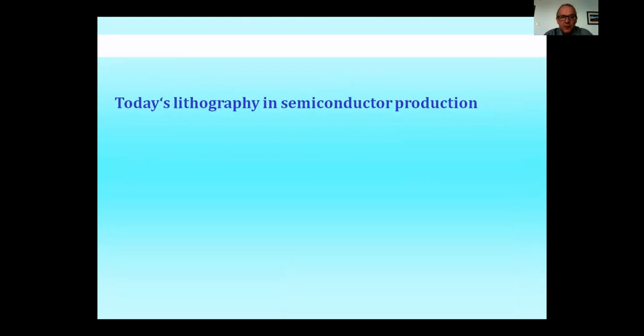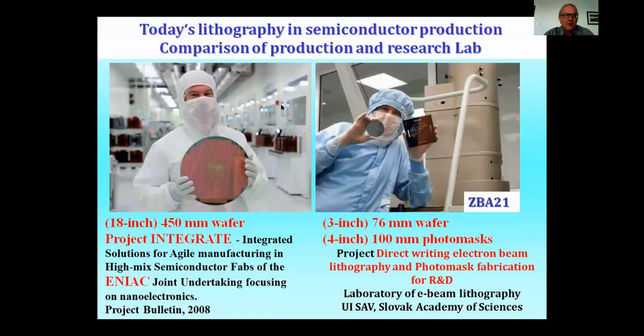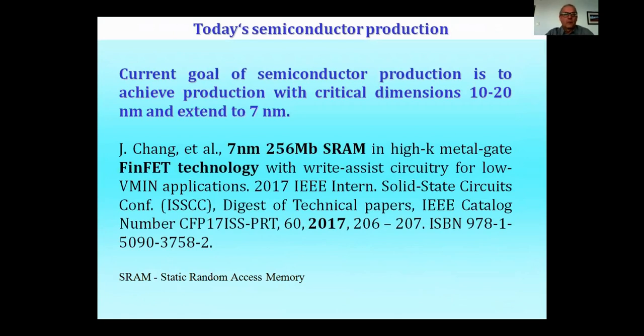So let's go to the situation in semiconductor production. This is the demonstration. What is the difference in production? On the left, there are large wafers, nearly 2.5 meters, but structures should also be less than 100 nanometers. Today, chip makers want the new 7 nanometer technology. But in research, we are happy with small wafers and photomasks, because we don't need many chips, only some chips to investigate new materials, new devices, and so on. So the current goal of semiconductor production is to achieve production with critical dimensions of about 10-20 nanometers and extend to 7 nanometers. That is very exciting.